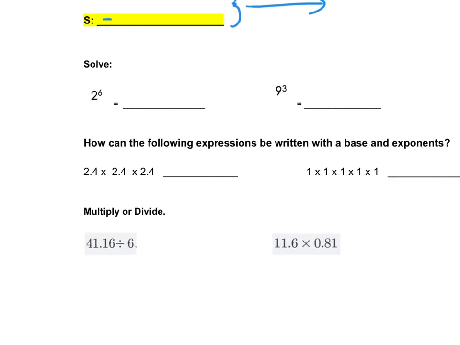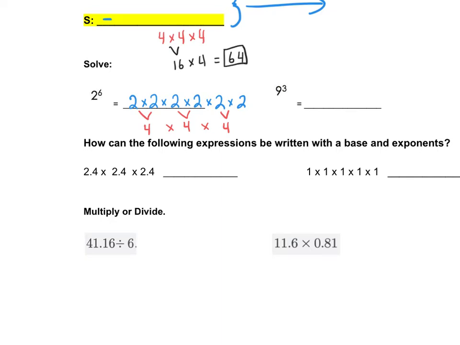2 to the 6. How do I write this in expanded form? I would write 2 times 2, 6 times. This is called expanded form. Now I'm going to go ahead and solve it. I'm running out of space there, so let me move up here. 4 times 4 times 4 is what we're left with. 4 times 4 is 16. 16 times 4, you should have gotten 64.